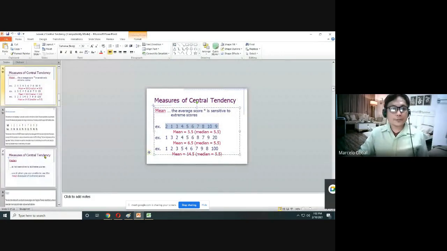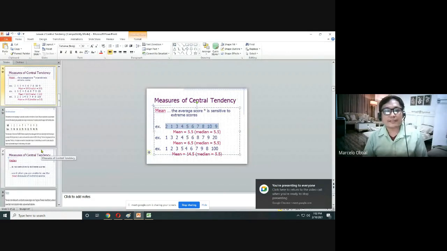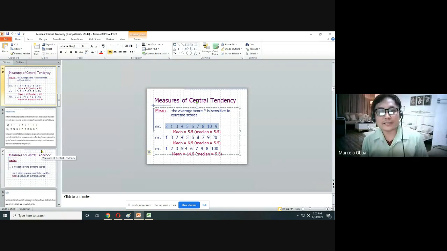Okay, so in class for today, we'll tackle measures of central tendency. We have three basic measures of central tendency. Those are the mean, or simply the average, the mode, and the median. If we're talking about the mean, we are simply asked to get the average.